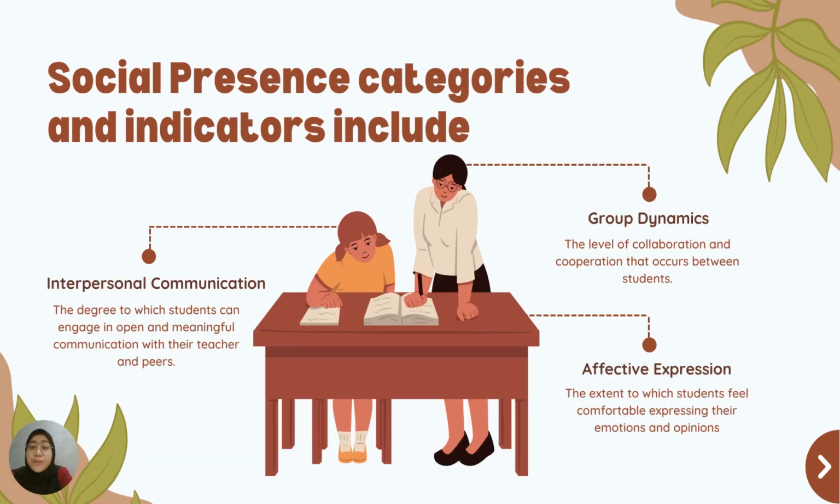For social presence, the categories and indicators include three. The first is interpersonal communication, in which students can engage in open and meaningful communication with their teacher and peers. Second, group dynamics, which is the collaboration and cooperation that occur between students. And third, affective expression, the extent to which students feel comfortable expressing their emotions and opinions.